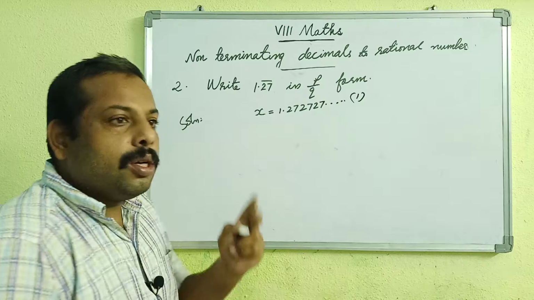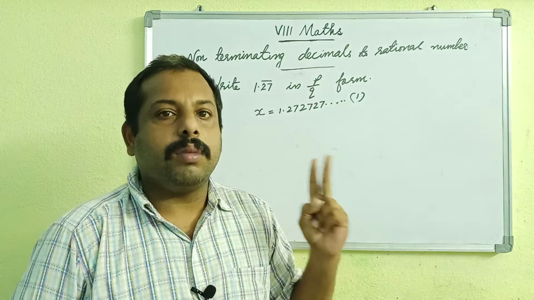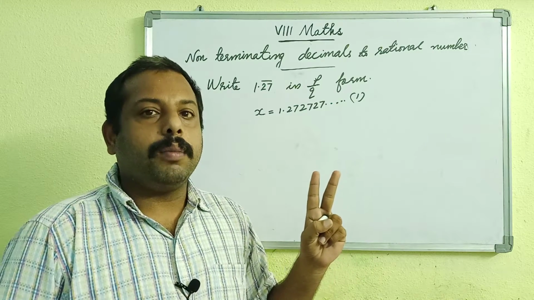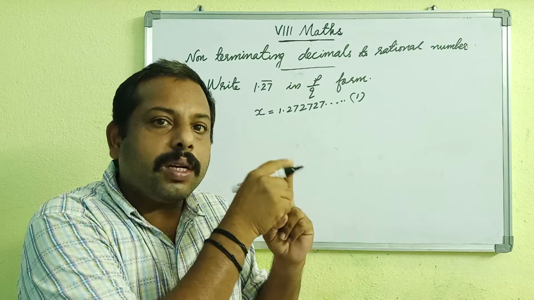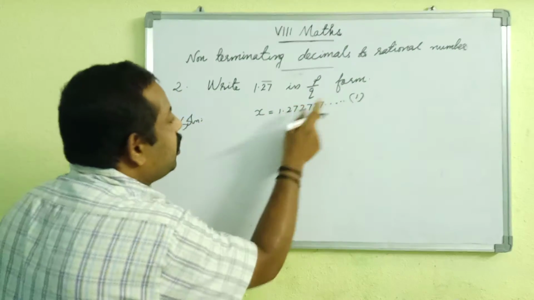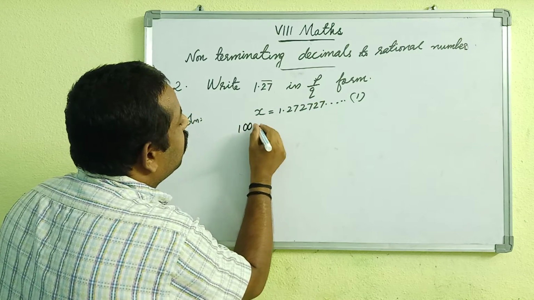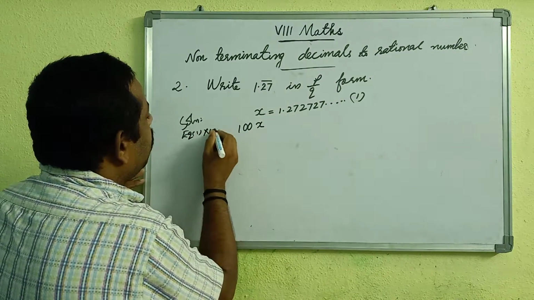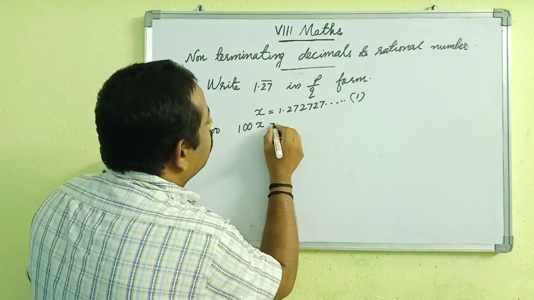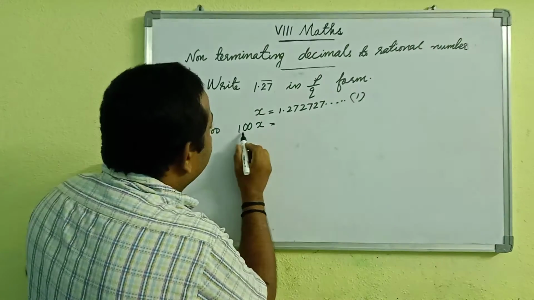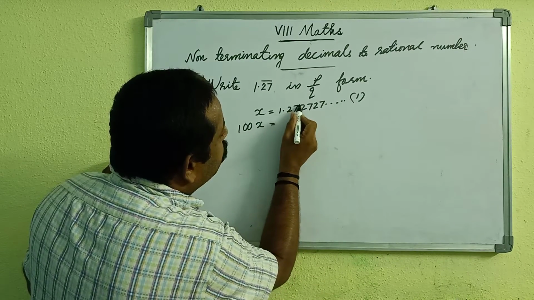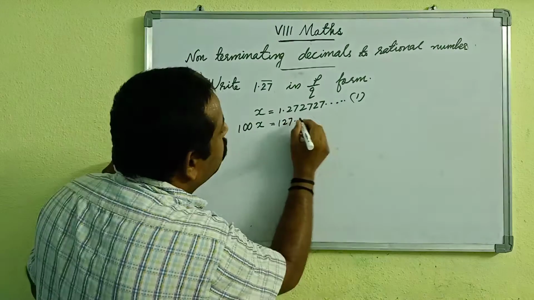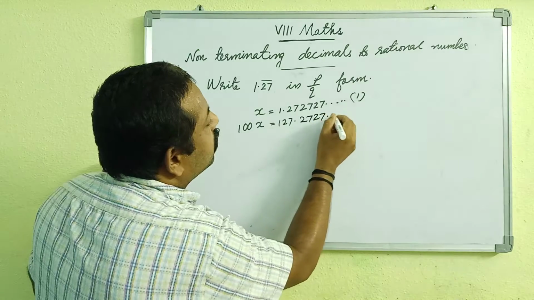You have learned that 2 decimal digits are repeated, 2 and 7. So the periodicity is 2, and we will multiply by a number having 2 zeros. What is that? 100. So we will multiply the first equation by 100. So 100x is equal to, whenever you multiply by a number having 2 zeros, the point will go after 2 digits. That means the point will come after this 7 now: 127.2727, like that it comes.